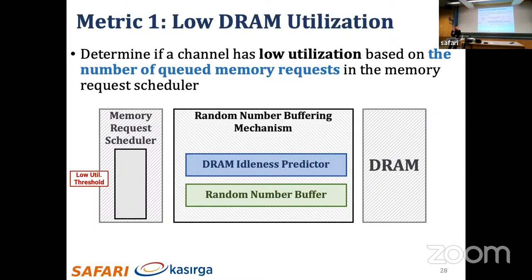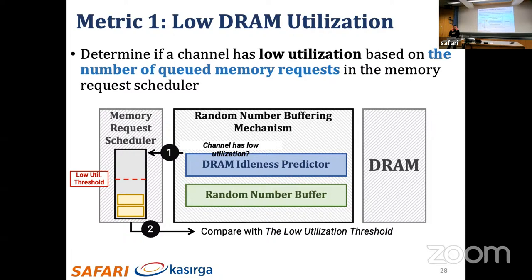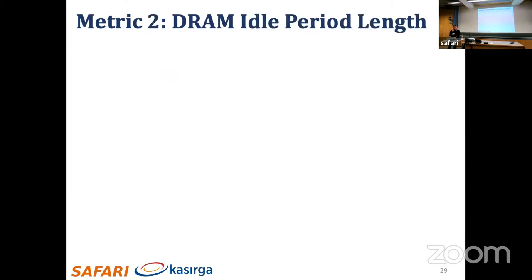I will first explain the first metric. We determine if a channel has low utilization based on the number of queued memory requests in the memory request schedule. This gives us an estimate of how busy the channel will be in the next cycles. And the random number buffering mechanism determines if a channel has low utilization by first checking the number of requests in the queue and comparing it to a threshold called the low utilization threshold. After the channel is determined to have low utilization, we use the second metric to decide whether to generate random numbers or to wait. For the second metric, we first need to talk about DRAM idleness.